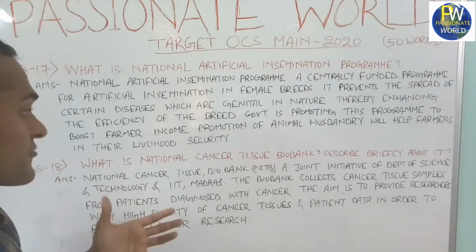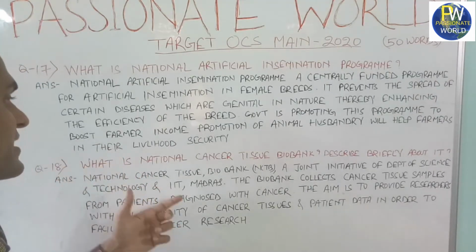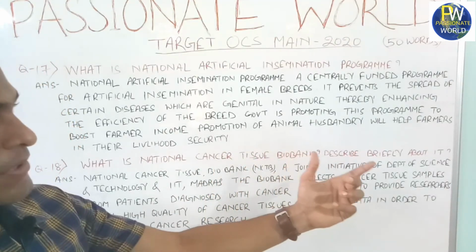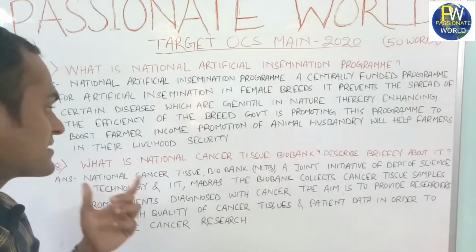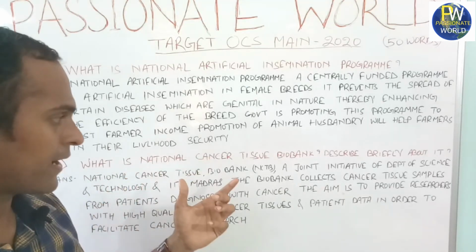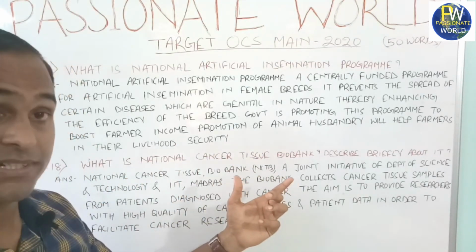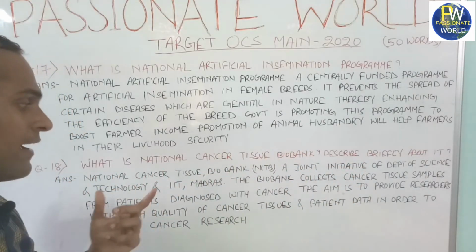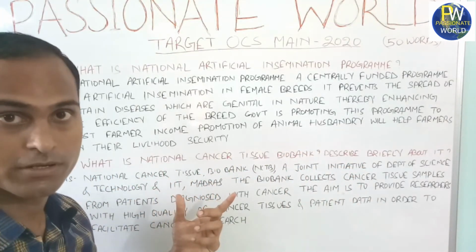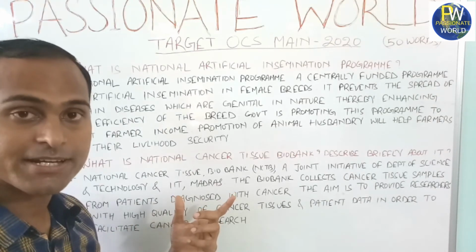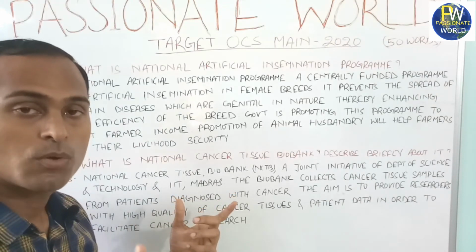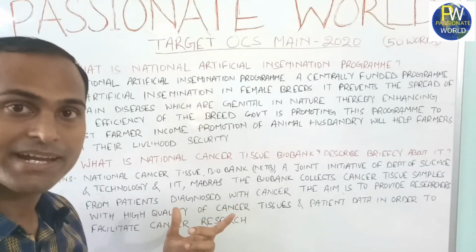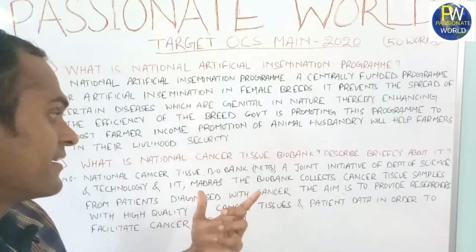Then coming to the next very important question: what is the National Cancer Tissue Biobank? Describe briefly about it. The National Cancer Tissue Biobank is a joint initiative between the Department of Science and Tech and IIT Madras. Very important. It's a joint initiative between which two? One is the Department of Science and Tech and the other is IIT Madras. Do not forget IIT Madras.